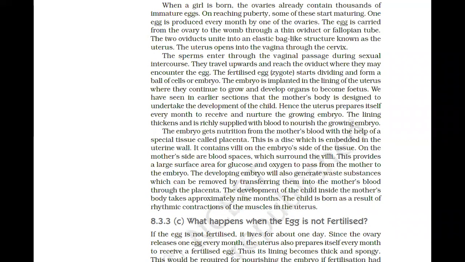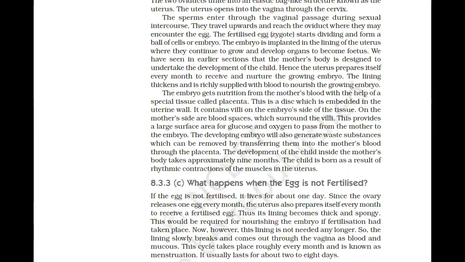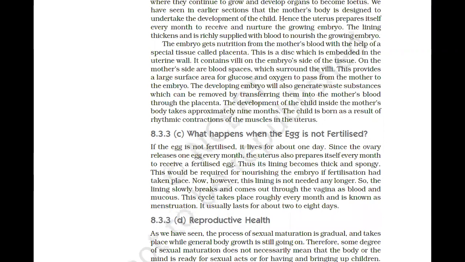Hence, the uterus prepares itself every month to receive and mature the growing embryo. The lining thickens and is richly supplied with blood to nourish the growing embryo. The embryo gets nutrition from the blood of the mother with the help of a special tissue called placenta. This is a disc which is embedded in the uterine wall. It contains villi on the embryo side of the tissue.